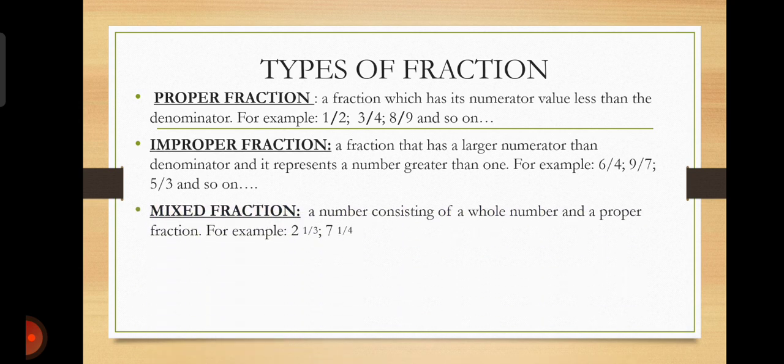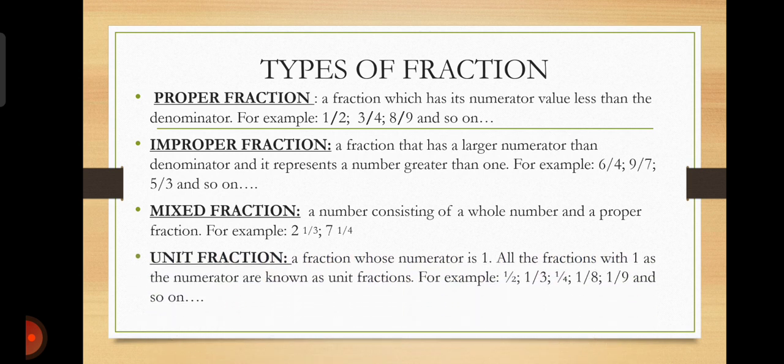Mixed fractions. A number consisting of a whole number and a proper fraction. Examples are 2 1 by 3, where 2 is a whole number and 1 by 3 is a proper fraction, because 1, which is the numerator, is smaller than 3, which is the denominator. And 7 1 by 4, and so on.